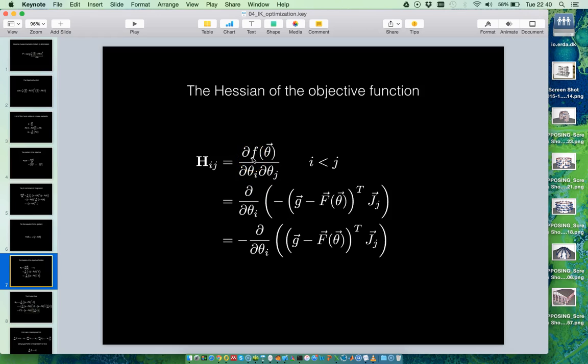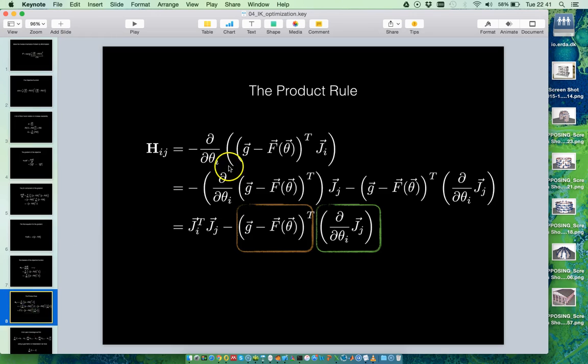We're going to apply the previous results, so we know what the derivative of the objective function with respect to theta j is, so we substitute that in. Then we're going to take the derivative of that with respect to theta i. We immediately take the minus outside, so we are left with this expression here. Then we will apply the product rule, taking the derivative of the first term multiplied by the second term plus the first term multiplied by the derivative of the second term. This is written out here.